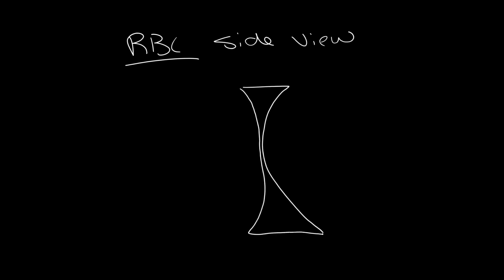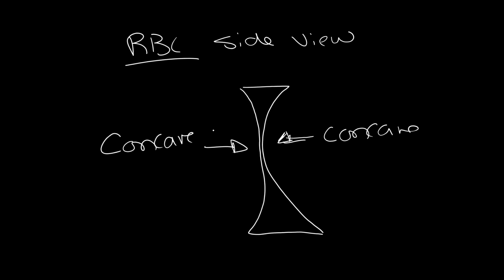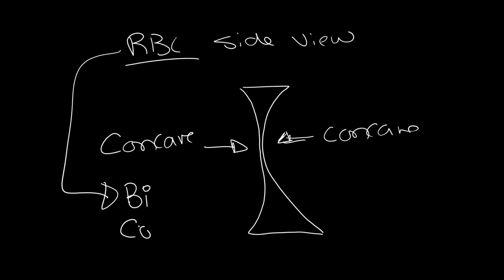Okay? This curve in physics is called concave. And this concave curve is found on both sides. That is why they called it biconcave. So this is a concave surface, and this is another concave surface on the other side. That is why they described red blood cells as being biconcave.